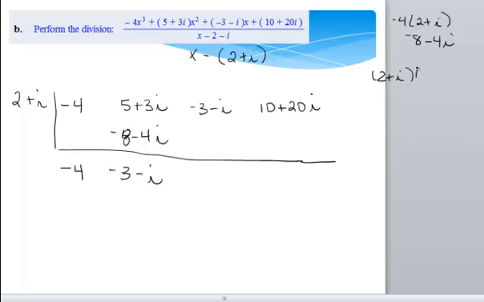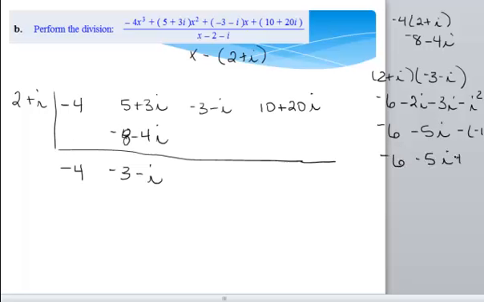2 plus i times -3 minus i will give us -6 minus 2i minus 3i minus i squared. That's -6 minus 5i minus -1. Remember, i squared is -1. So -6 minus 5i plus 1 would be -5 minus 5i. Now we add. This will give us -8 minus 6i.